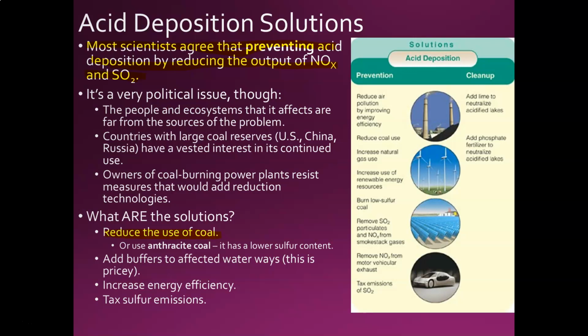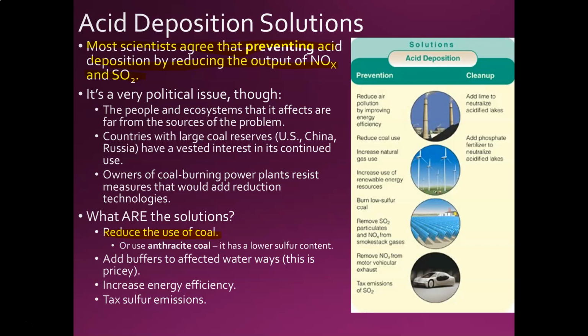Or more specifically, we can use a different type of coal. The coal that we mainly use is called bituminous. Bituminous coal has a much higher sulfur content than a coal that has been under more pressure for longer. It's a harder coal. It's called anthracite coal. Anthracite coal is very hard, has a much lower sulfur content. So that is a possibility as well.